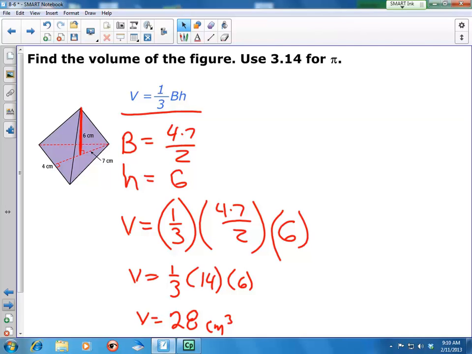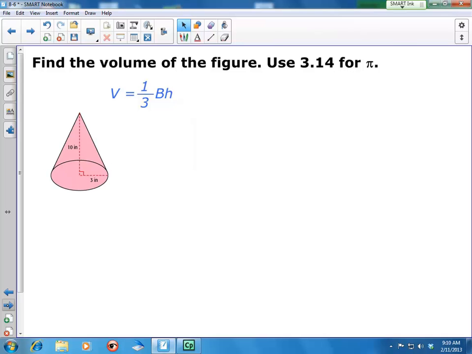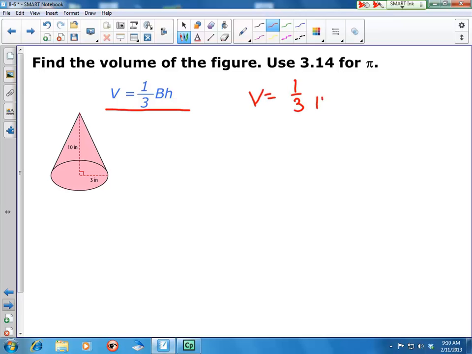All right, questions on that one? No? All right, then let's take a look at our last example, which, yes, is a cone. Notice the formula is the same, but it's really just a little bit more involved than the previous one because the big B, what's my formula for the big B on this one? Yeah, pi r squared. That's right. So my volume is really going to be 1/3 pi r squared h.